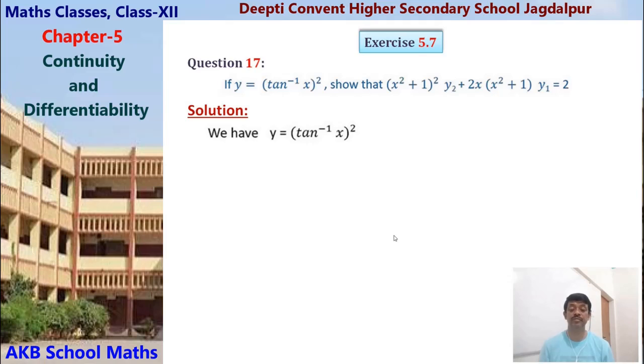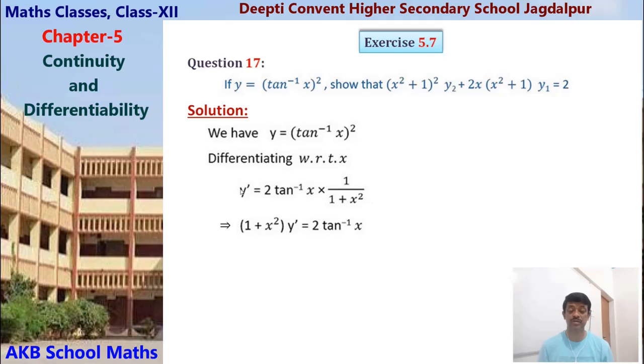Here we have y equals tan inverse x. Differentiate with respect to x, so on the left hand side dy by dx, which you can also write as y dash. On the right hand side, the differentiation of tan inverse x is 1 upon 1 plus x square. So transferring 1 plus x square to the left hand side, we get (1 plus x square) y dash equals tan inverse x, where y dash means dy by dx or y1.